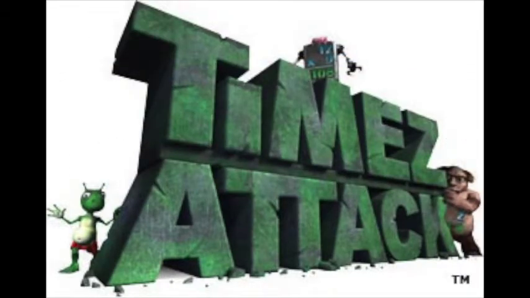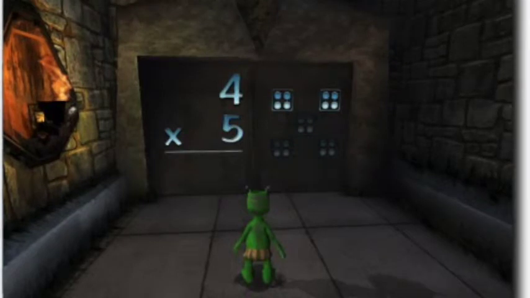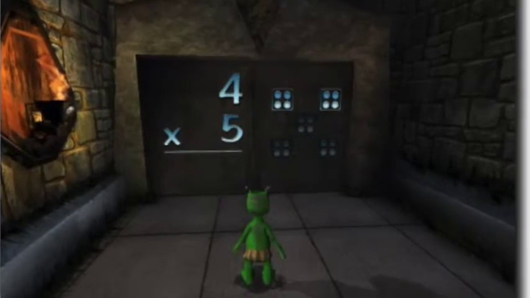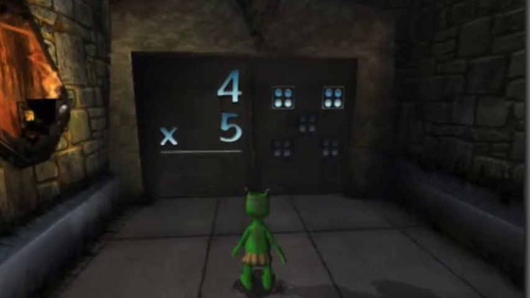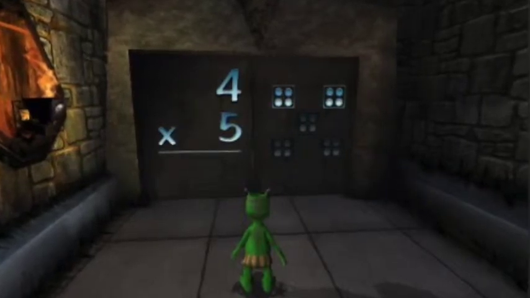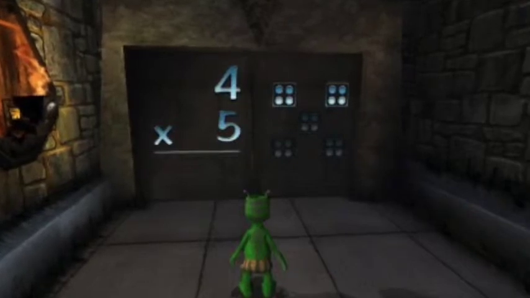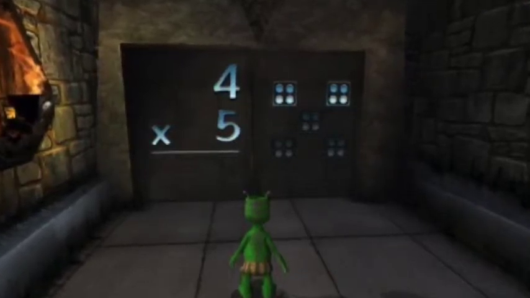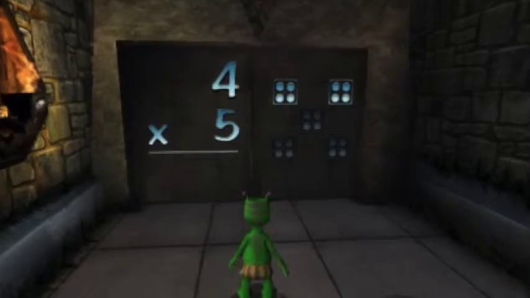A great example of this can be seen with Times Attack. Times Attack is available as a free download at BigBrainz, spelled BIGBRAINZ.com. It covers addition, subtraction, multiplication, and division in an exciting and user-friendly way. This game provides continuous feedback and support through a wide array of audios and visuals.